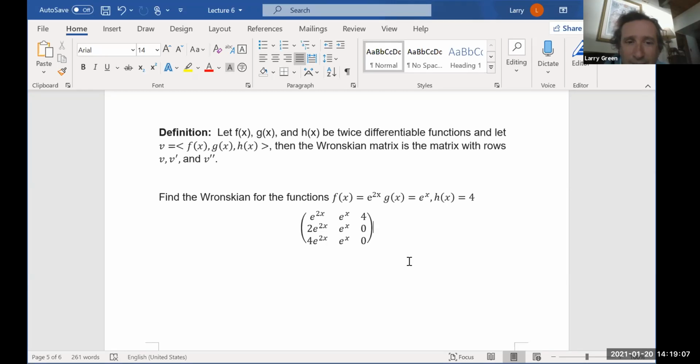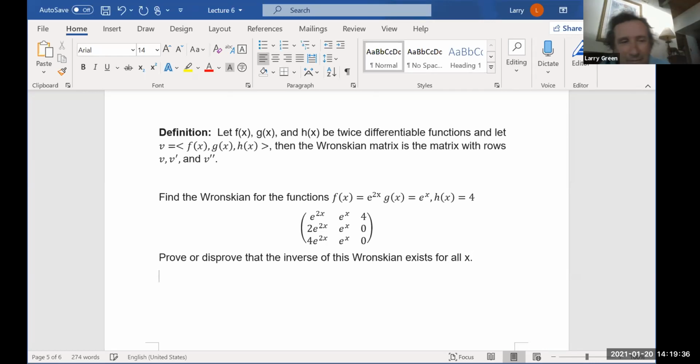Okay, so now what I want you to do is one thing actually: prove or disprove that the inverse of this Wronskian always exists for all x, sorry. See if you can do that. Hint, TFAE.